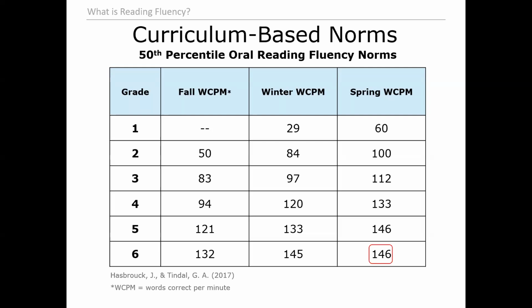So when we're using these norms, you'll use your students' fall, winter, or spring benchmark scores and compare them to this chart. We'll talk a little bit later about screening and benchmarking. Most of you probably have a tool that your district or school uses. Remember, if a student's score on that screening or benchmarking tool is 10 or more words below the 50th percentile, they probably need a fluency building intervention that also supports comprehension and vocabulary.